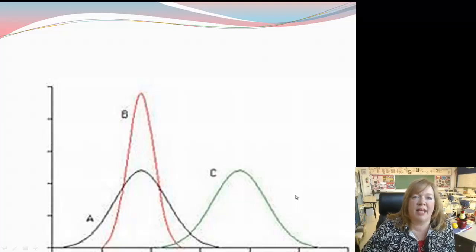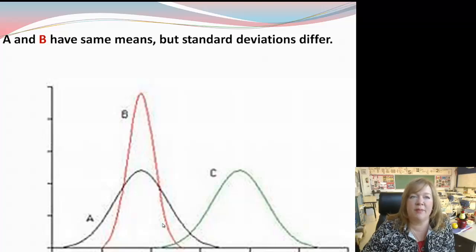And here are some examples of graphs of normal curves with different means and different standard deviations. You might want to pause this. A and B have the same means but different standard deviations. If you look at A and B, they both have the same mean, but the standard deviations are different. B would have a smaller standard deviation and A would have a larger standard deviation.